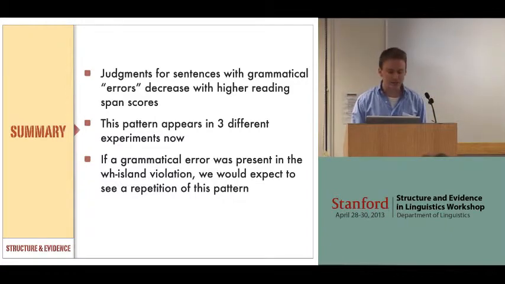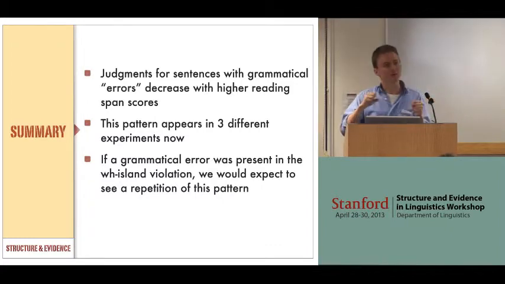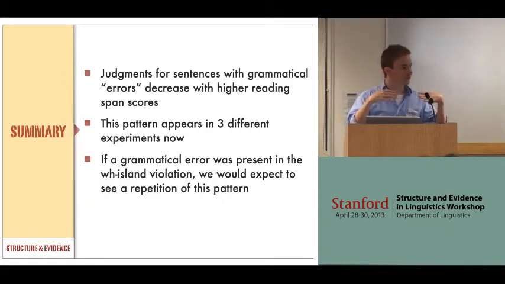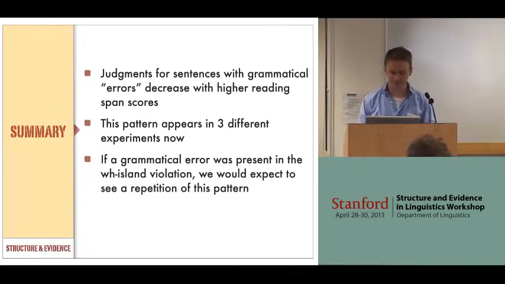And the key point here is that if a grammatical error was really present in the island examples we had, on top of the processing challenges, whatever they may be, we would expect to see a repetition of this pattern, that there is a negative linear relationship, or else they just cancel each other out. Maybe processing together with the grammatical constraints just flatten the line out, but in fact we saw a positive linear relationship for the key island case.